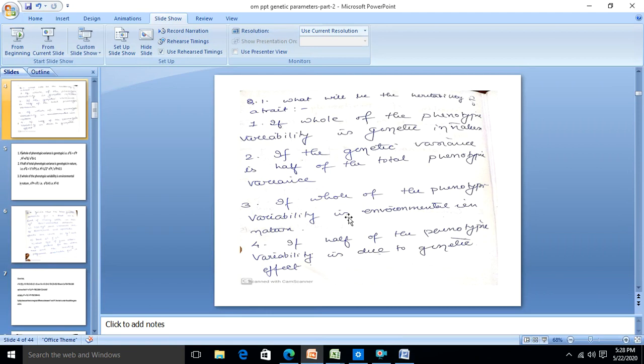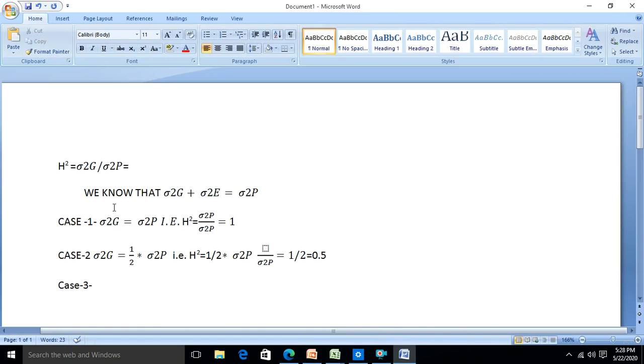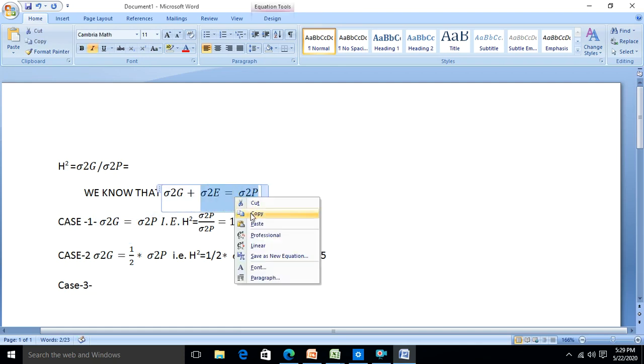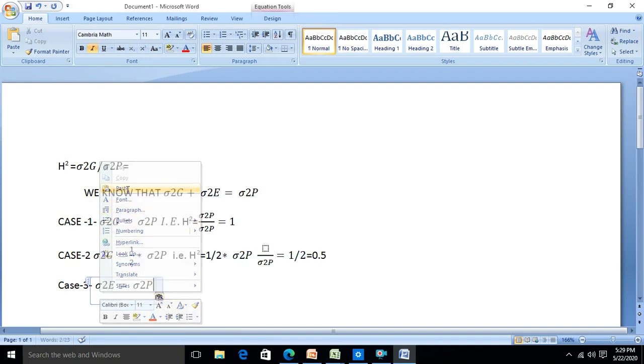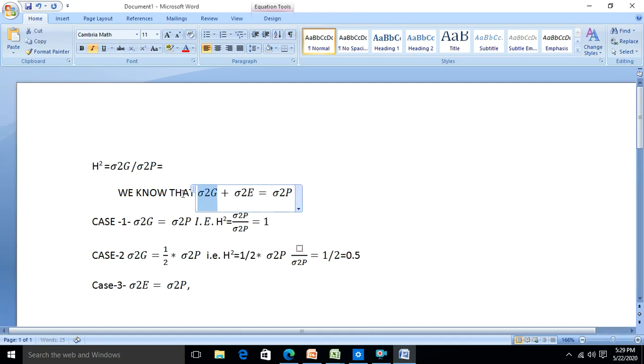Okay. Now case 3 says, what is the next question? Case 3: if the whole of the phenotypic variability is environmental in nature, it means that sigma square p is totally equal to sigma square e. Sigma square g is 0. It means all the animals taken are homozygous for all the alleles at all the loci. Again, very impossible practically, yet theoretically we take sigma square g as 0. So case 3 shows sigma square p is equal to sigma square e, which means that sigma square g is 0.